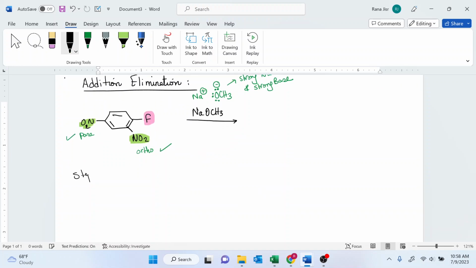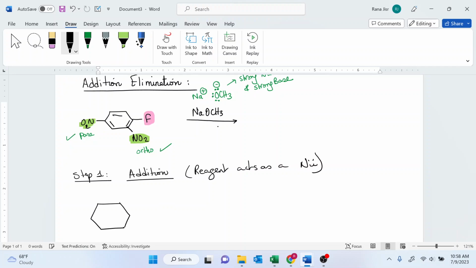Mechanism of the reaction, step number 1, you are doing addition followed by elimination. So for addition, this means that the reagent that I am using is going to act as a nucleophile. So the reagent acts as a nucleophile and it's going to start by adding to the benzene. So when it adds to the benzene, it's going to add on the carbon that is connected to the halogen.